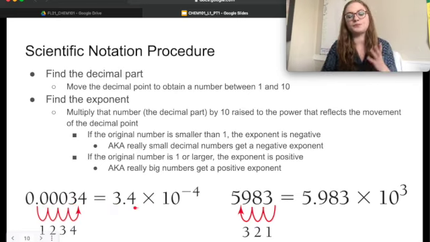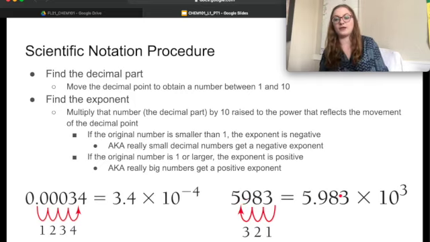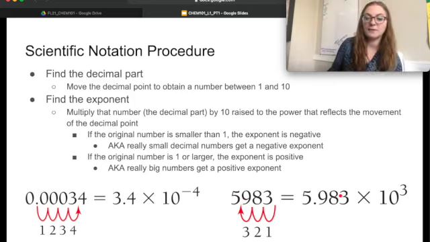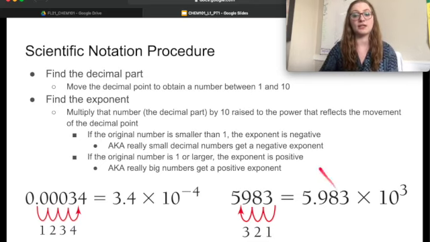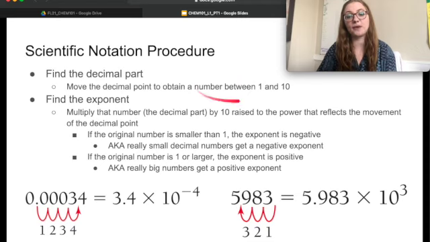So I'm going to move that decimal point such that I have a number between 1 and 10. And in this case, if my imaginary decimal point is over here at the end, I'm going to start to move it backwards until I have a number between 1 and 10. So I'm moving it this way, and if I put it in between the 5 and the 9, I have 5.983. So 5.983 is a number between 1 and 10. Again, you want to move that decimal point so that it's a number between 1 and 10.